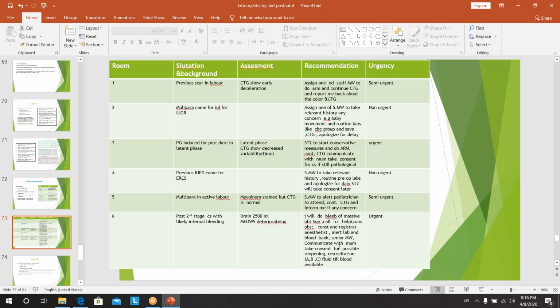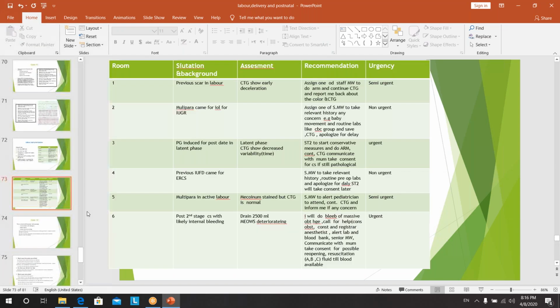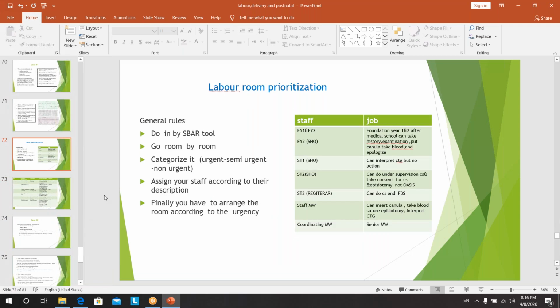I will go by myself here and I will call the consultant, as we said. Room 3 also was an urgent case. I will send the ST2 to take the consent from this patient for the cesarean section if the CTG is still pathological. Like this. This is according to the labor room prioritization. It is an easy task, but if you go systematically, if you are afraid of the task and you didn't finish reading, it may be horrible for you and you lose this task.